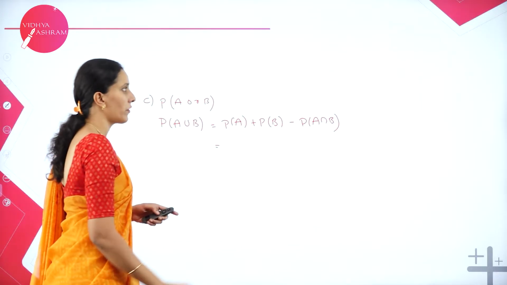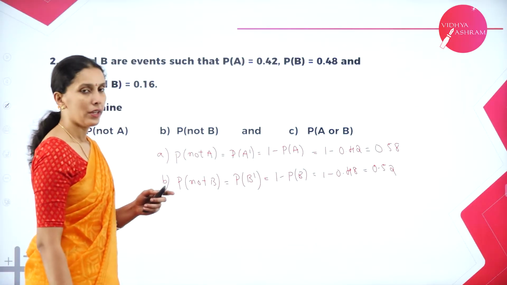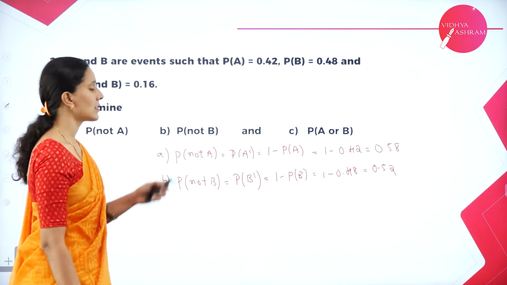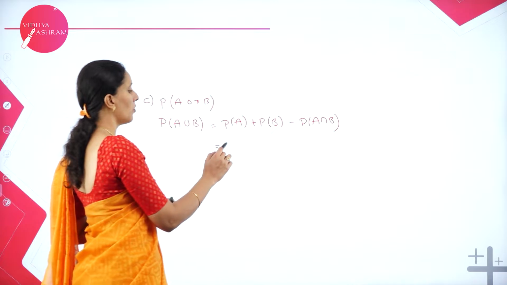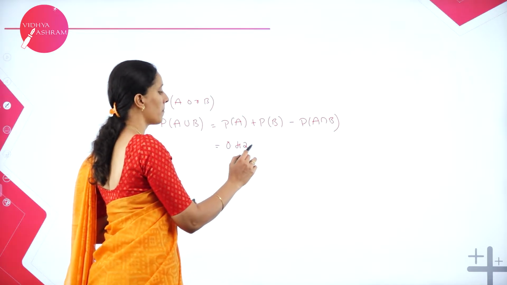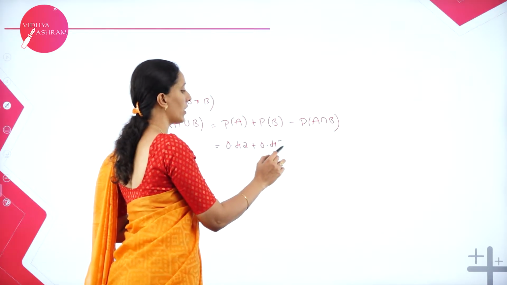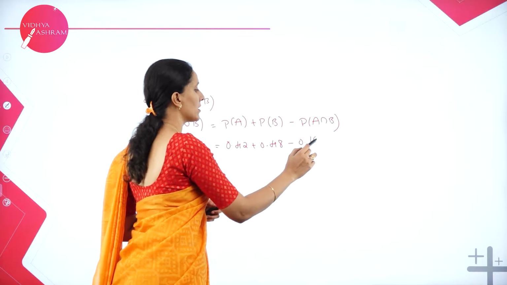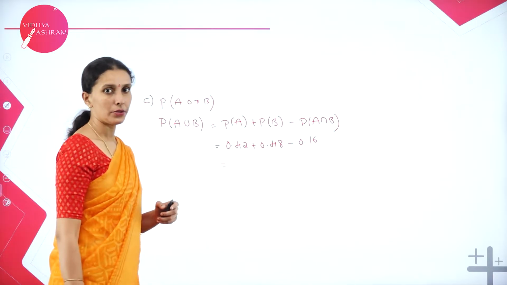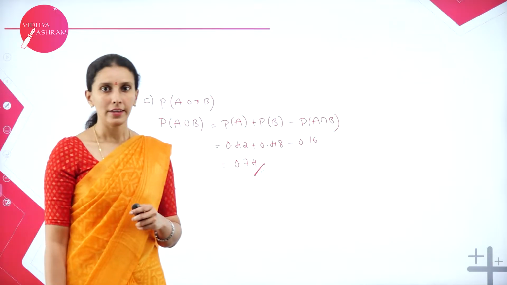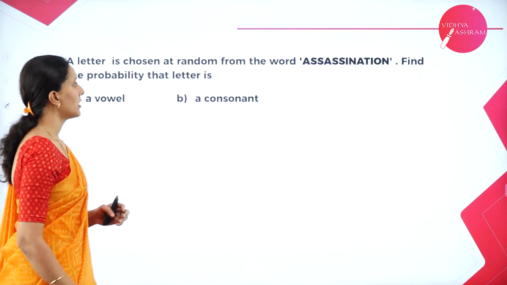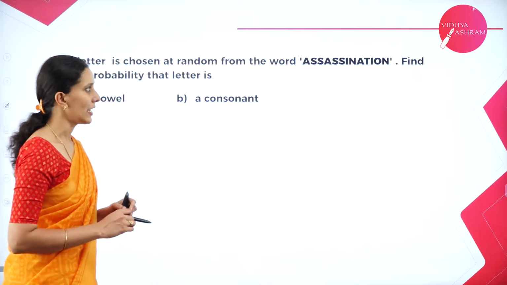So probability of A is given as 0.42, B is 0.48, and this is 0.16, which is nothing but the intersection. So 0.42 plus 0.48 minus 0.16. So the value is equal to 0.74.